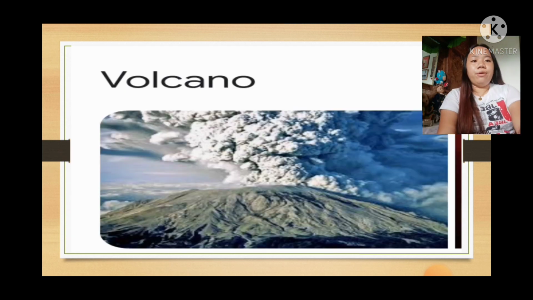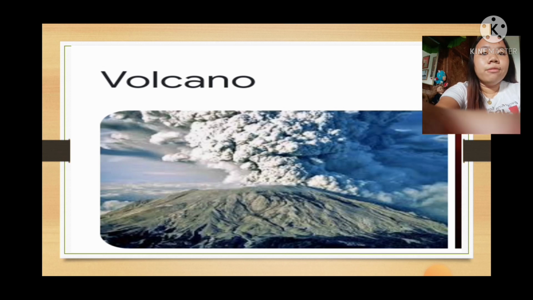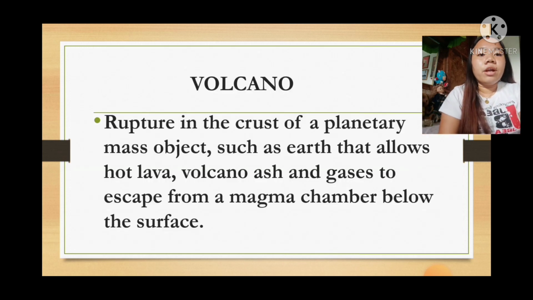Now we move to volcano. So what is a volcano? A volcano is an eruption in the crust of a planetary mass object such as Earth that allows hot lava, volcanic ash, and gases to escape from a magma chamber below the surface. So volcanoes are openings or vents where lava or tephra, small rocks, and steam erupt on the Earth's surface. On Earth, volcanoes are most often found where tectonic plates are diverging or converging, and most are found underwater.